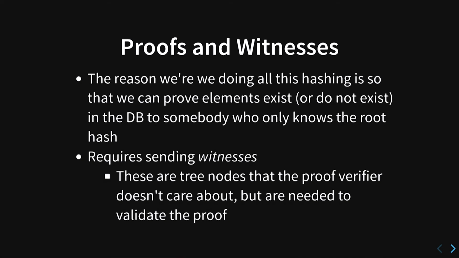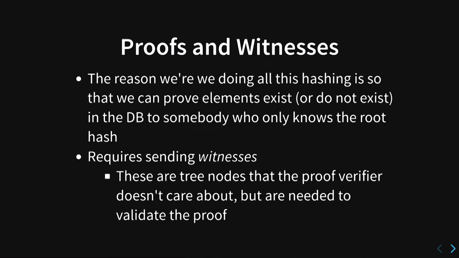Okay, proofs. So why are we doing all this hashing in the first place, right? If it wasn't for what I'm going to explain now, then we may as well just use a regular tree, right? There was not really any benefit to doing all this hashing of nodes and using that to figure out the next level and hashing those and so on. So the reason why we're doing this is that, as I said, this is an authenticated data structure. So we want to be able to prove that elements exist or do not exist. That's called non-inclusion, to somebody else who only knows the root hash, okay?